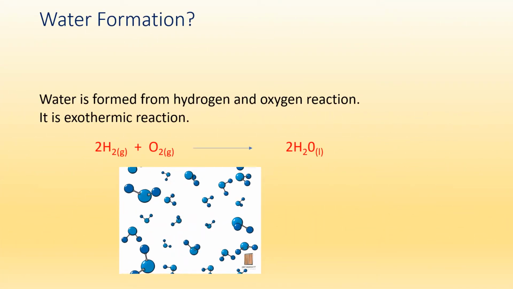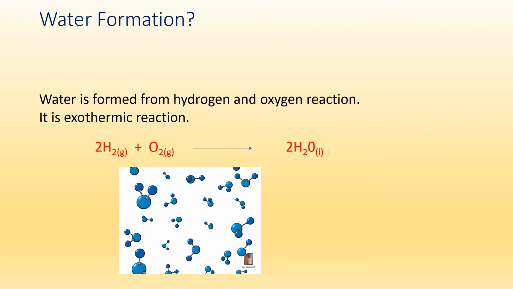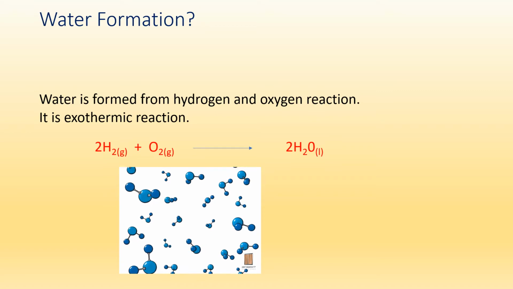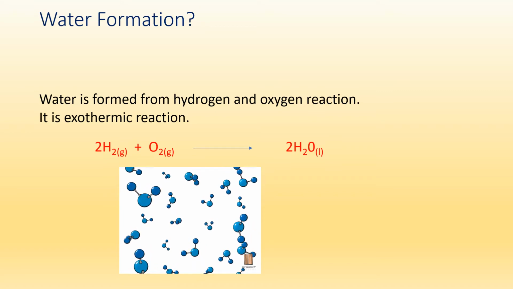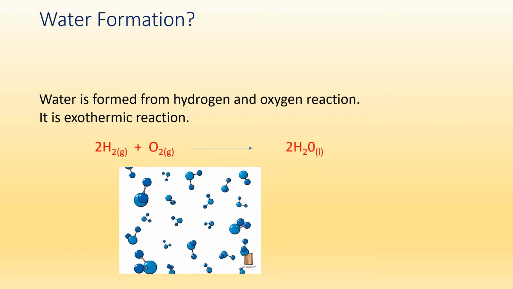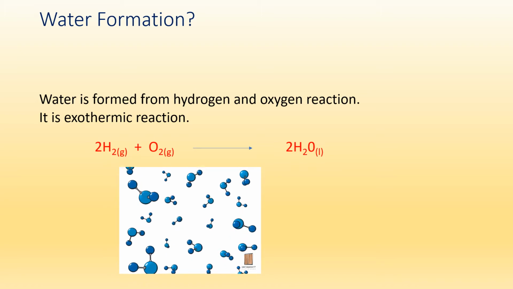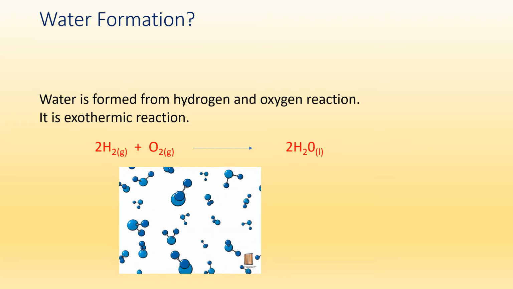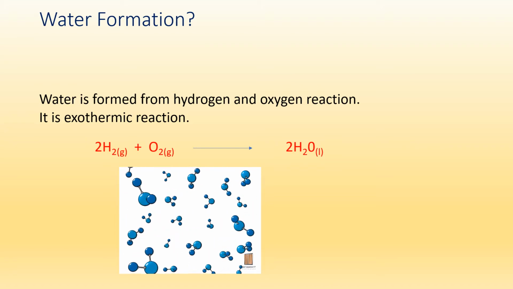How is water formed? As you know, water is formed from a hydrogen and oxygen reaction. It is an exothermic reaction, so it releases energy to the environment. In this reaction, you can see hydrogen reacts with O2 to get H2O molecules.